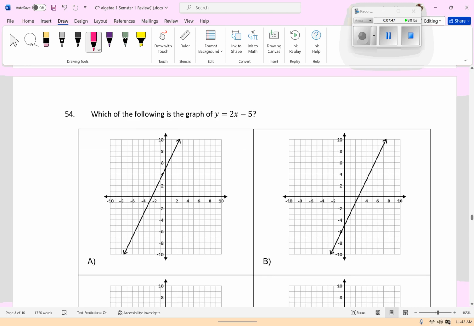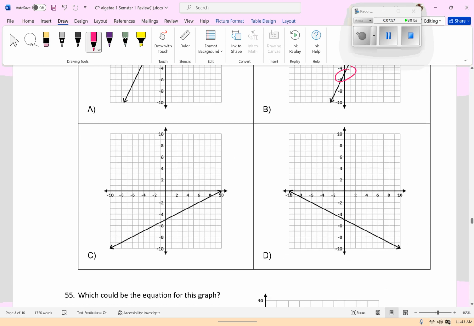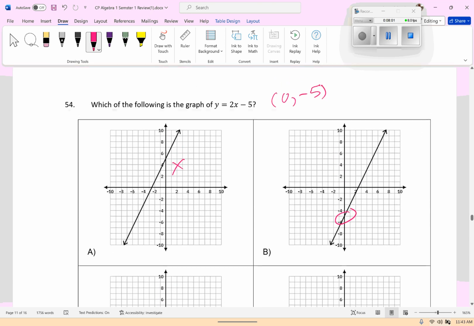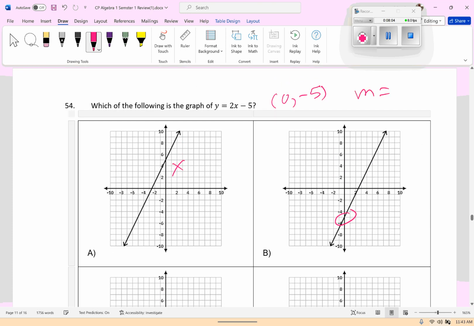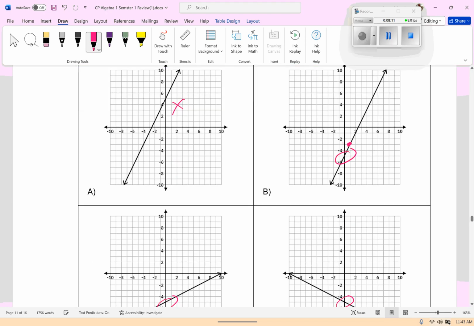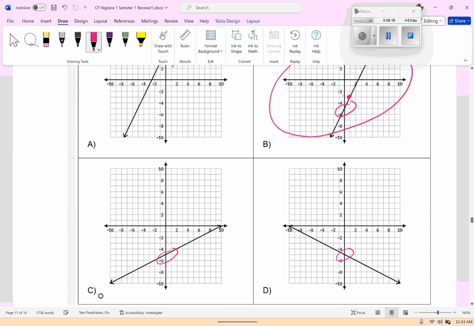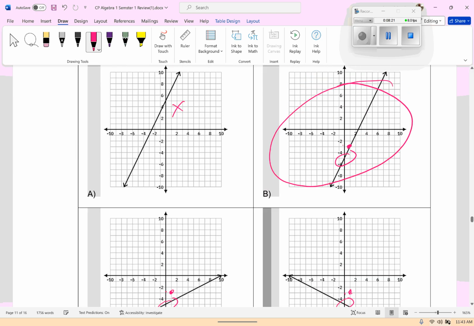Which of the following is the graph of this? So I know I have a y-intercept of 0, negative 5. So 0, negative 5, not that one. This one's going to work, this one's going to work, and this one's going to work. Okay, so we eliminated one of them. Slope of 2 over 1, so from here I go up 2, right 1. That one worked. So far I think B is a good answer. 2 over 1, up 2, right 1. Nope, that one doesn't work. Up 2, right 1. Nope, this one doesn't work. So the answer has to be B.